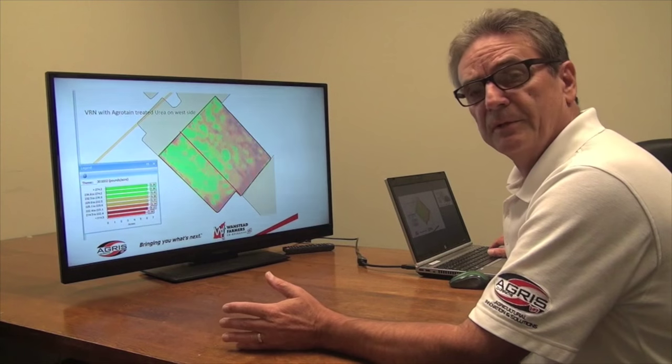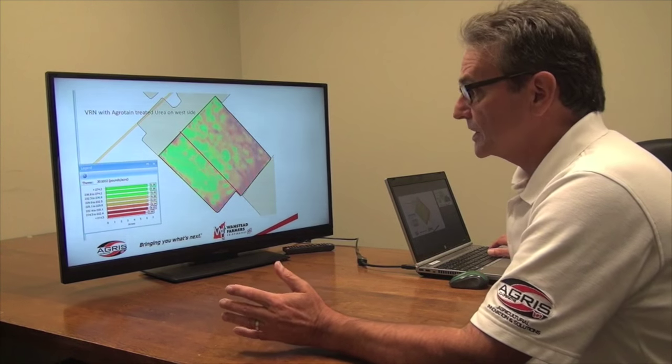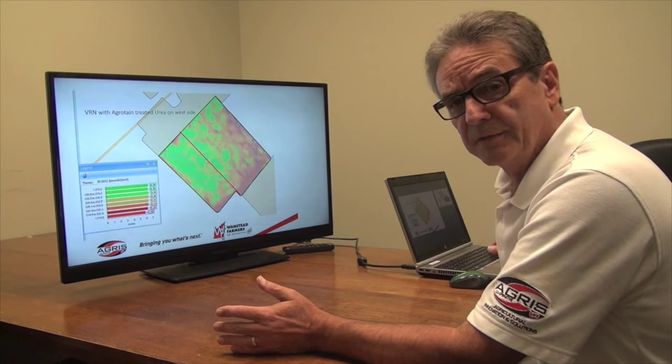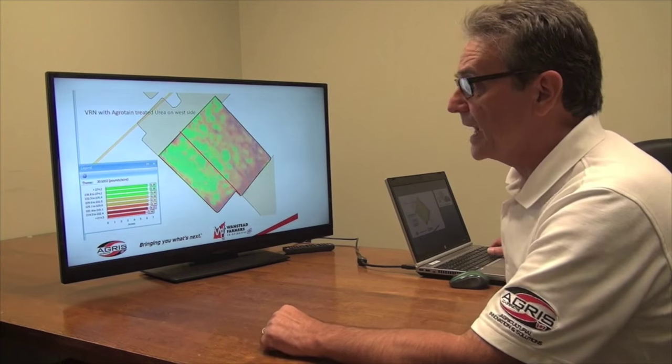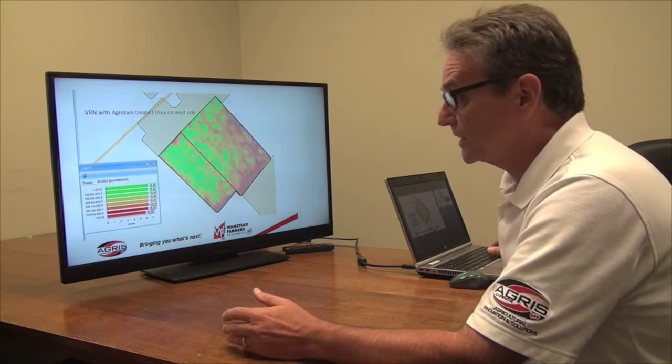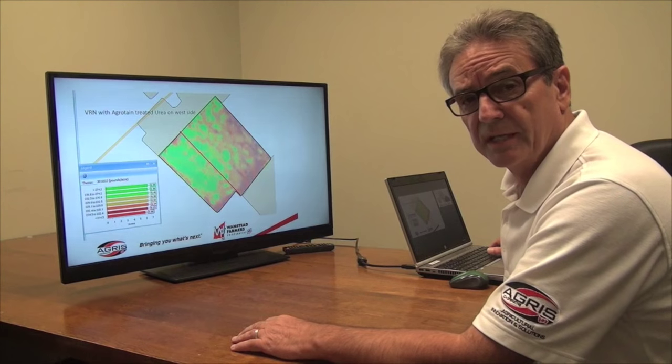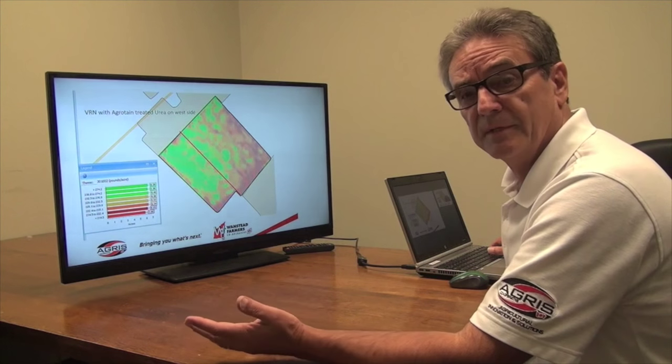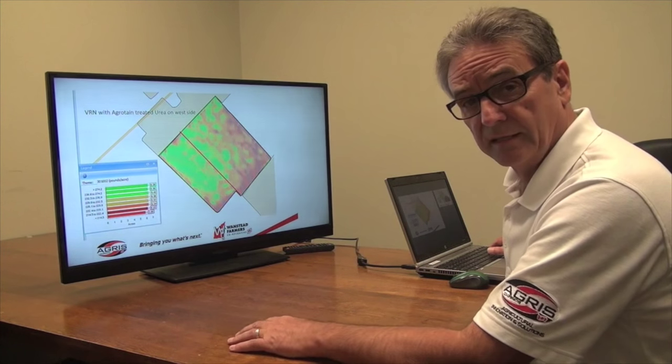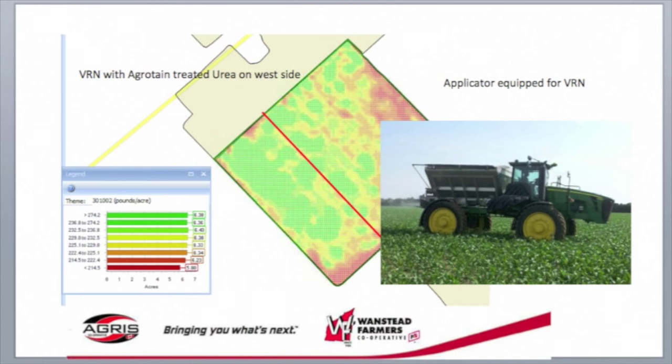We've gone in, we've interpreted those values where there's a low reading, we're going to put on more nitrogen. That would be the green area on the map, upwards of 275 pounds urea going on there. And the red areas were essentially at zero. We're not going to put any more on there because the growth is indicating it likely doesn't need any more. And that was the kind of applicator that was used to apply the urea over the top.